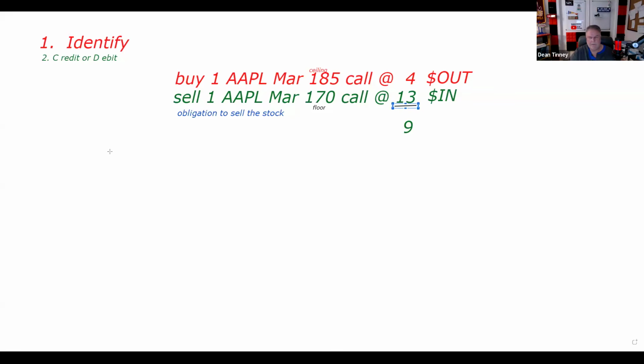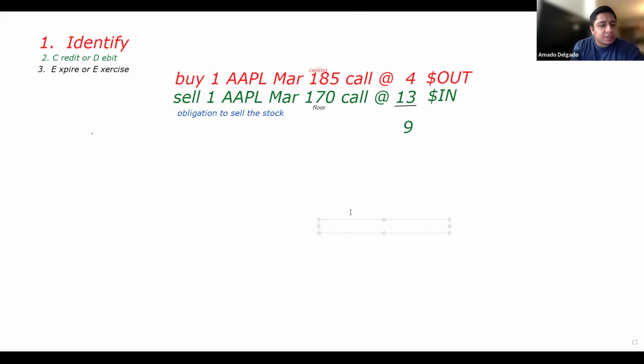Okay, the next thing we've got to be able to do, test question number 3, is determine whether we want the contracts to expire or exercise. So are you going to be happy or sad if I'm your broker and I call you and I say, Amato, these contracts expired? Would you be happy or would you be sad? I believe happy, right? Because you get to keep the money, right?